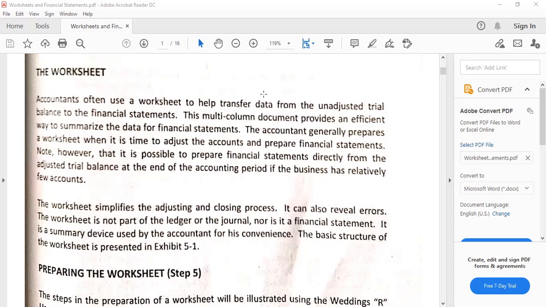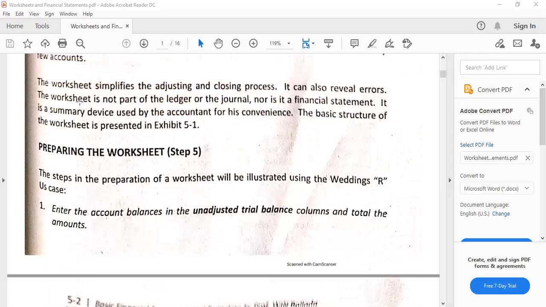But still, why do we prepare this one? Again, for convenience and simplicity in the preparation of financial statements. Another thing we should take note of is that even if this is not required, practitioners in the field, even the experts of the experts, the accountants who are homegrown people in the field, the best people in the field, still prepare worksheets. So why not us, like beginners?